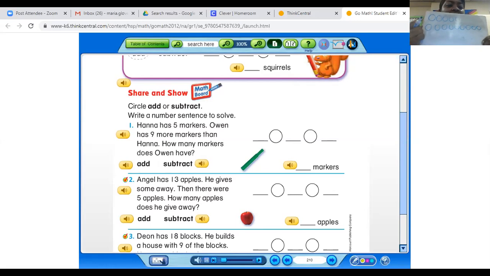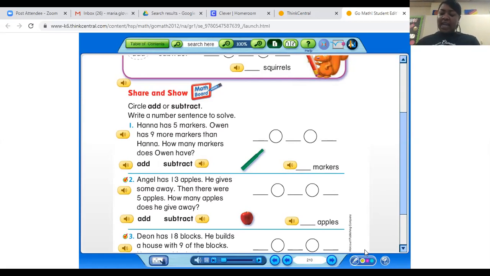So I have my 5 circles to represent Hannah's markers and my 9 circles to represent Owen's. So I have 5 plus 9 equals, and let's count it all up to see what 5 plus 9 is. 1, 2, 3, 4, 5, 6, 7, 8, 9, 10, 11, 12, 13, 14. So he has 14 markers. So we have 5 plus 9 equals 14. All right, and of course, in order to get that, we add. Let's look at number 2.